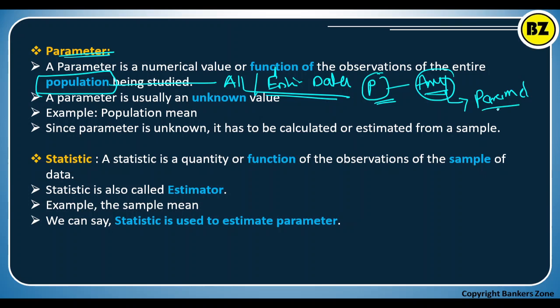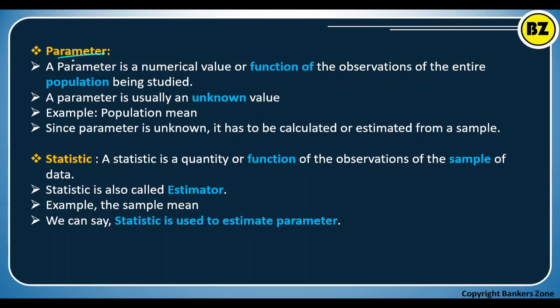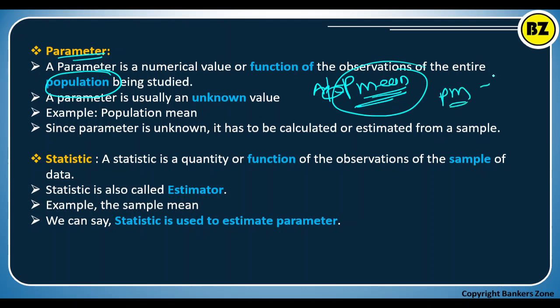Generally you use terms like what parameter you have studied, what parameter you are using. Parameter means basically the things you study about the population. For example, you have calculated the average. Average, in statistics we call the mean. So if you have calculated the average of all the given data, we will say it is the population mean. So the population mean will be our parameter.